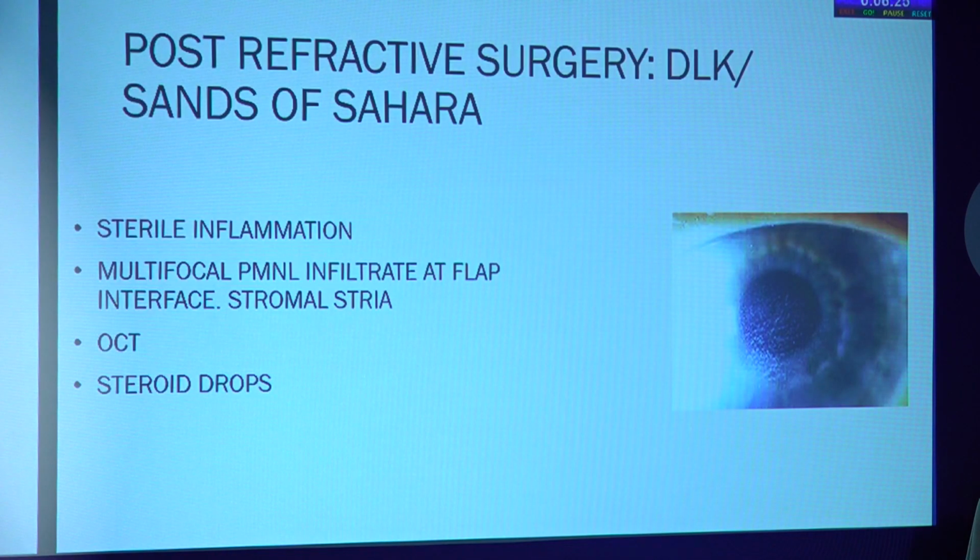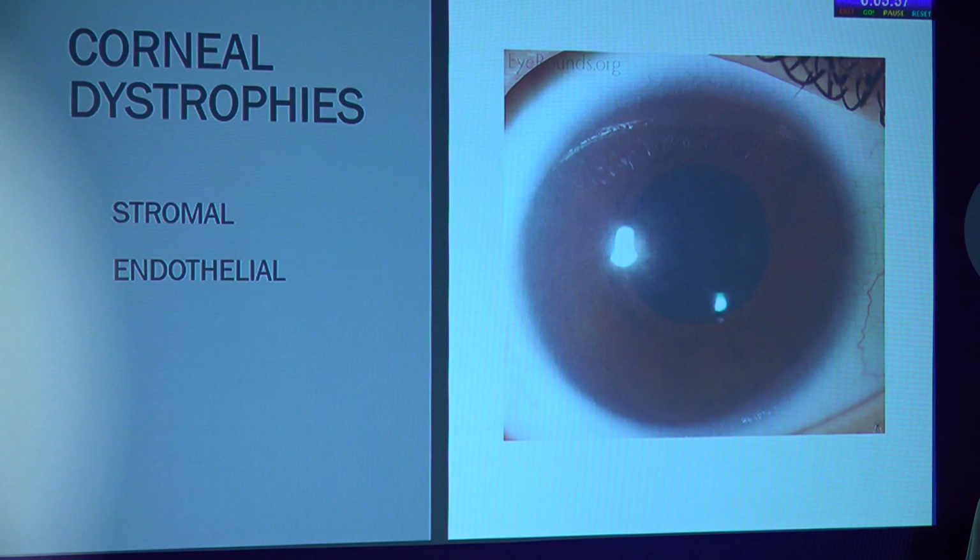Now coming to a post-refractive case, the patient has undergone a refractive surgery, has gone home happily, and comes back a week later with a complaint of decreasing vision. A proper examination will reveal a few multifocal PMNL infiltrates at the flap interface, which is a sterile inflammation, and an ASOCT will help you in coming to a proper diagnosis of DLK.